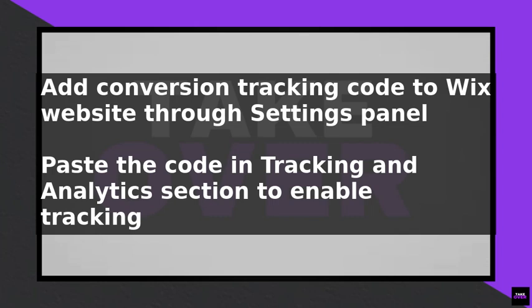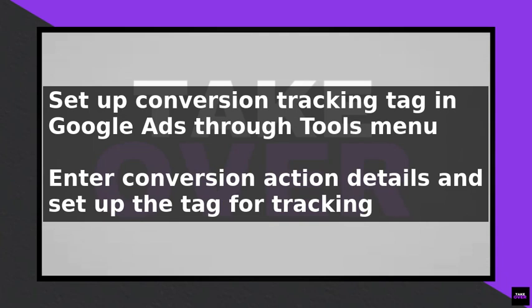Next, you need to set up the conversion tracking tag in Google Ads. To do this, go to the Tools and Settings menu in your Google Ads account. Then click on Conversions, and finally click on New Conversion Action. Here, you can enter the details of the conversion action and set up the tag.